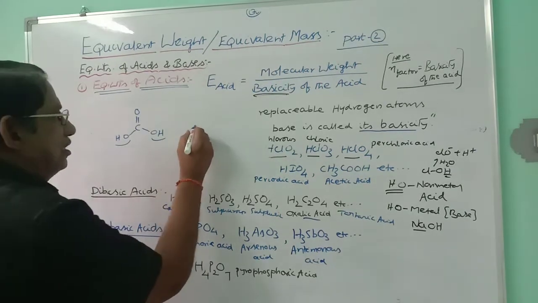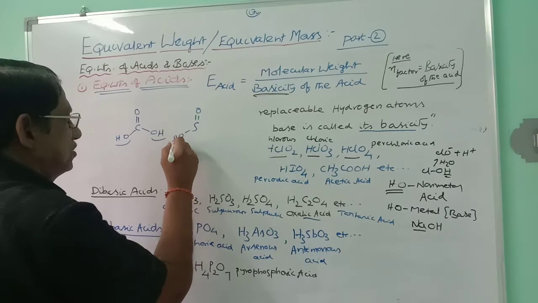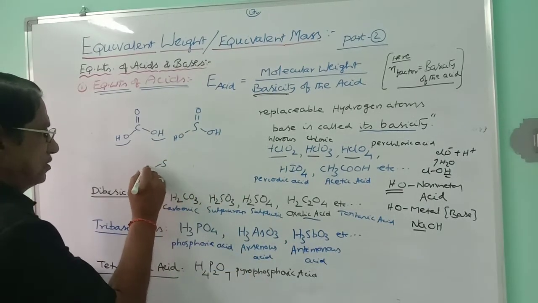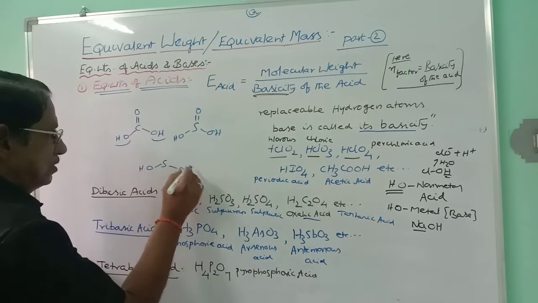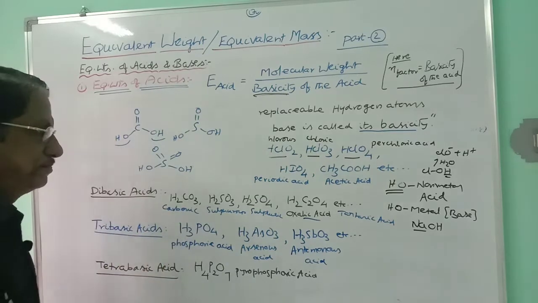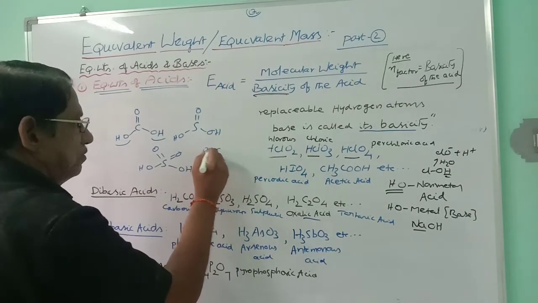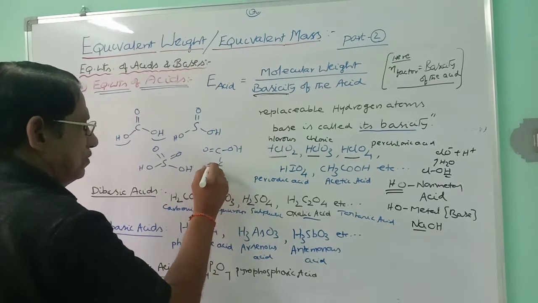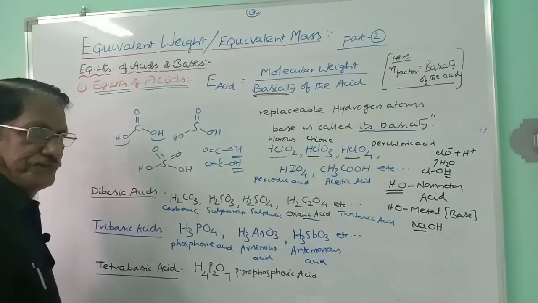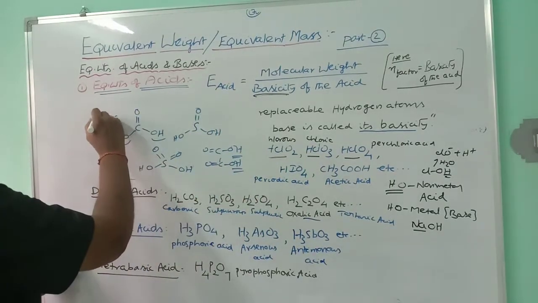Similarly, you can take H2SO3, S double bond O, OH, and H2SO4, S, OH, double bond O. In this way, you can write the structures. H2C2O4 is oxalic acid: C double bond O, OH, C double bond O, OH. This is oxalic acid. OH groups are attached to carbon, and so all these are dibasic acids, and these are the structural aspects.